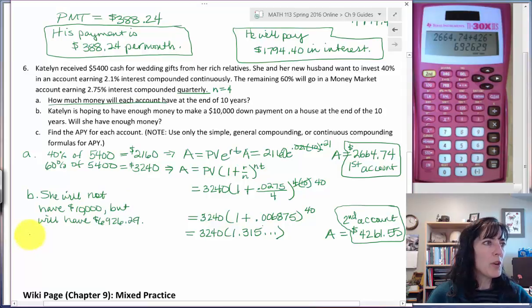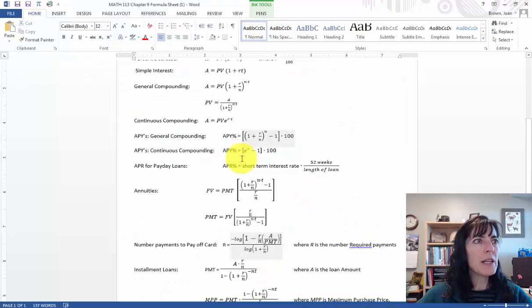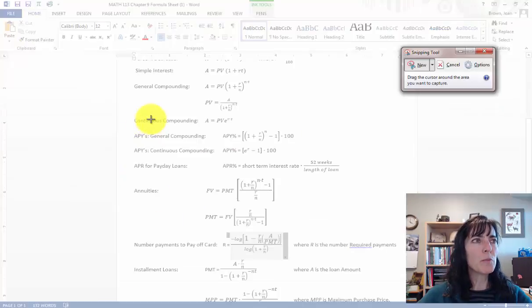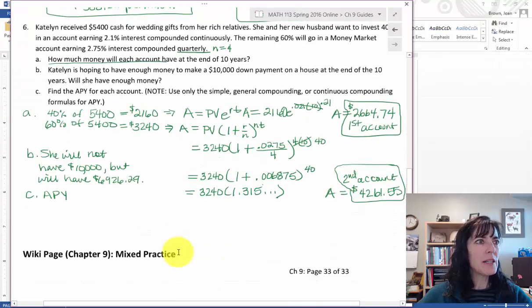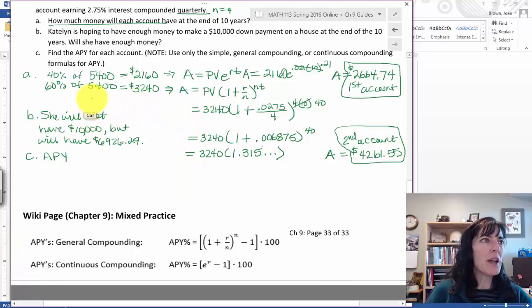Okay. And then part C, we're supposed to find the APY for each account. So let's take another look at that formula sheet. And APYs, here we go. APYs for general compounding and APYs for continuous compounding. So I'm going to copy both of those because I have one of each account type. And let's see if I can just pop that down here. So for the general compounding account, I have to use all the information that we were given for that account, not for the continuous account. And same for the continuous account.